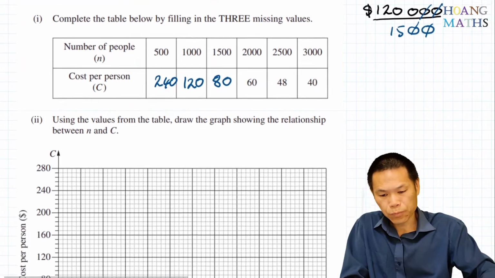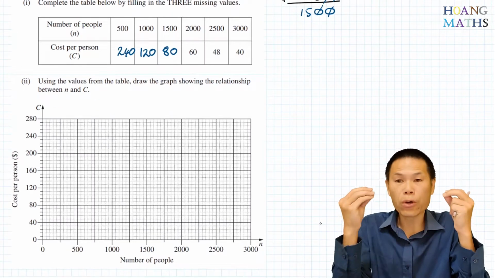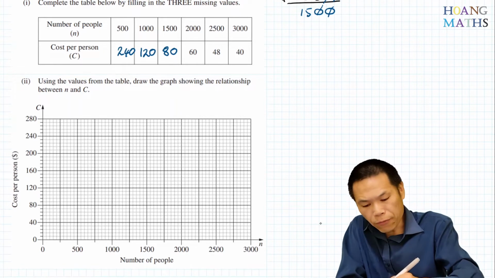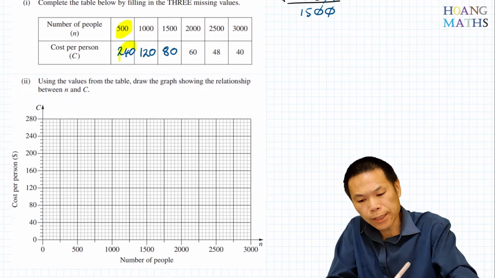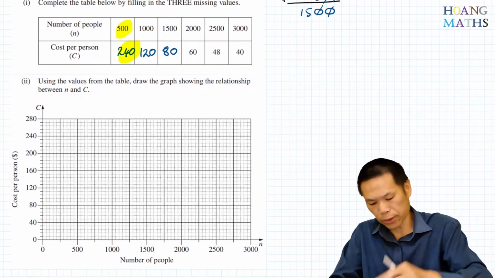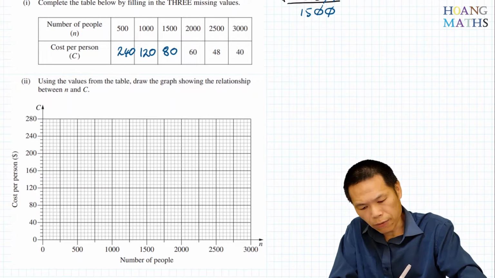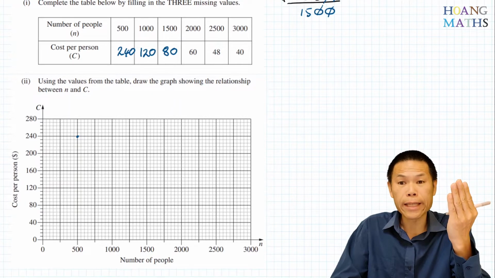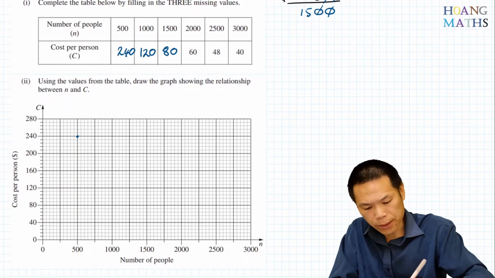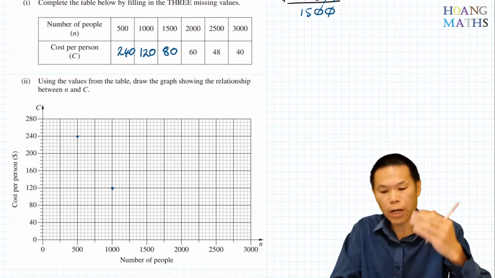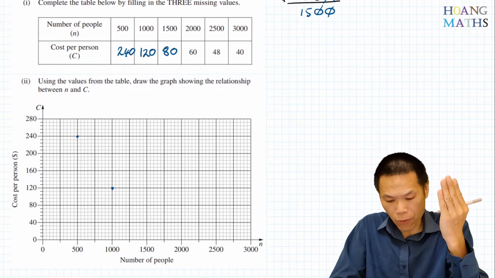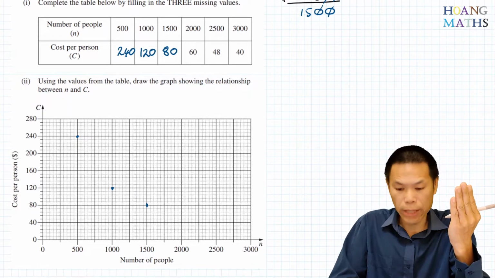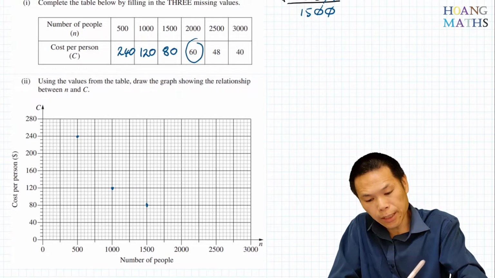Now part 2. We need to use the table to draw a graph to show the relationship between C and N. First, when N is 500, C is equal to 240, so we just plot the points. 500, 240 is here. When N is 1,000, C is 120. 1,000, 120, there you go. And 1,500 for N, C will be 80. And when N is 2,000, C is 60.